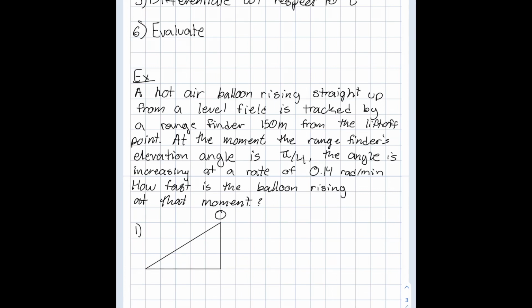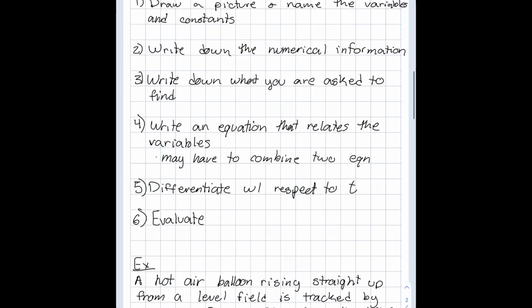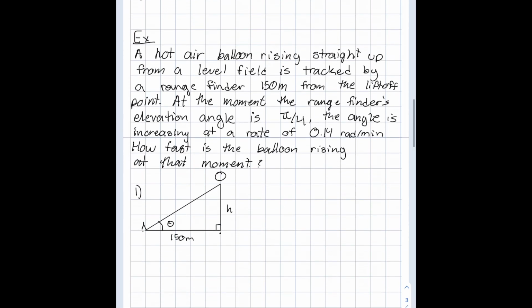So we're going to call this my balloon. This is my rangefinder right here. This is my angle, call it theta. That's a 90-degree angle. I know that the distance from the rangefinder to the liftoff point is going to be 150 meters. And let's call this h for the height. I think we named everything we needed to.